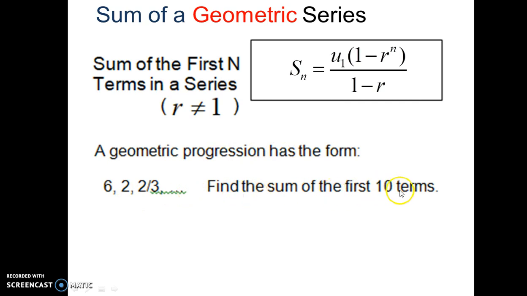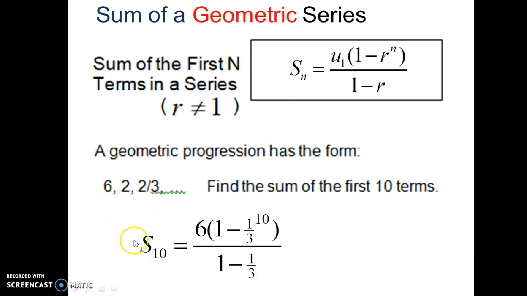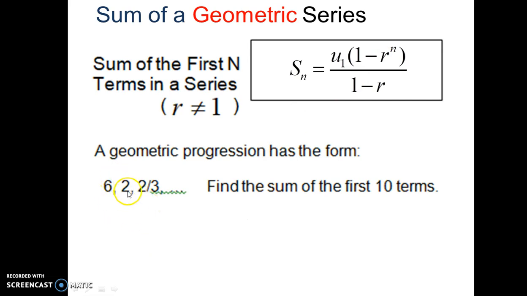Find the sum of the first 10 terms. So again, we need the first term and we need the R value to find that sum. So the R value here, how do you find it? Well, again, to find the R value, you can always divide the one term by the previous term. So here, I would divide 2 by 6, and I would get the R value.